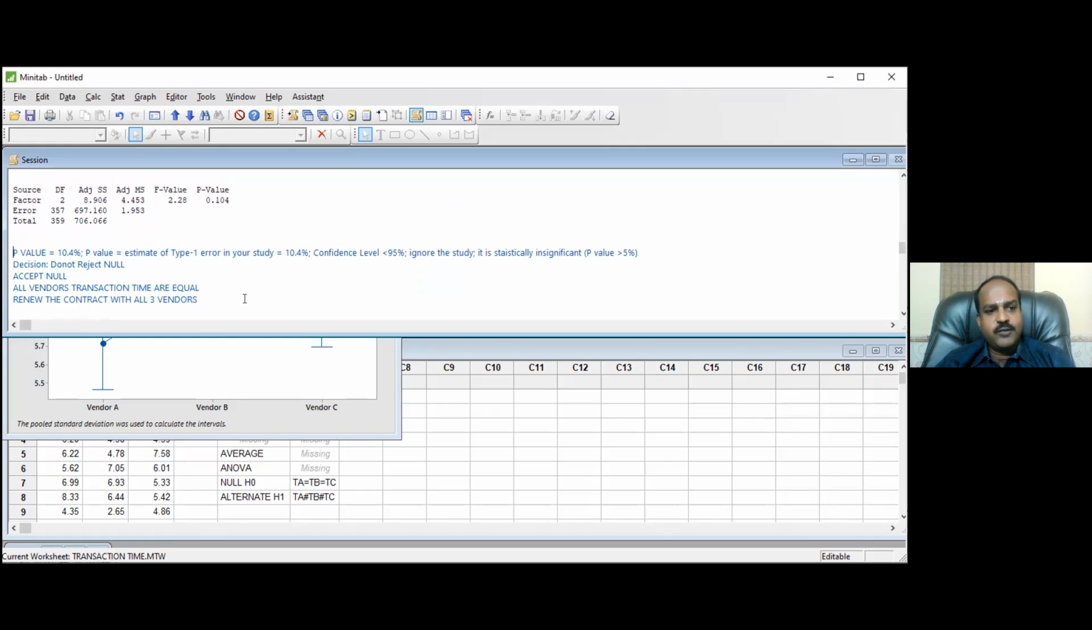Right now, look for the p-value. The p-value can be generated directly from Minitab. Feed the data, and Minitab gives the p-value. Believe the tool, that's all. P-value less than 5%, I reject the null. P-value more than 5%, I don't reject the null.